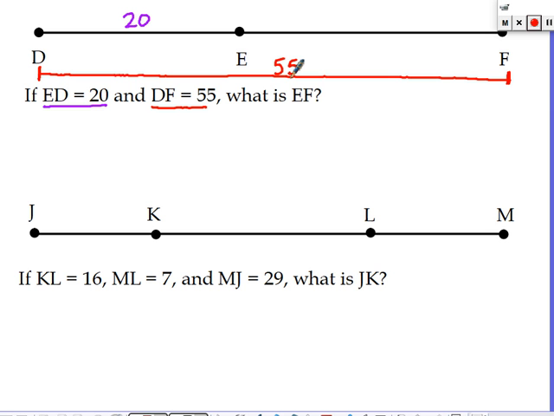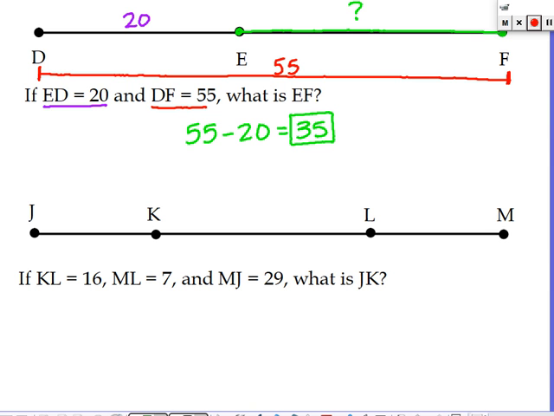And now they're asking us to find EF. They're asking us to find this piece. So if I know the whole thing is 55 and I know DE is 20, to find out what EF is, I have to subtract. So 55 minus 20 gives me 35. So that means this piece here is 35. Because if I take 20 plus 35, I should get 55, and you do. So sometimes you're going to have to subtract depending on what they give you.